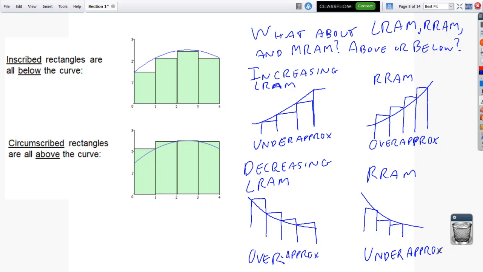So now we can see if your function is increasing, you use an LRAM, under approximation. Increasing an RRAM, over approximation. Decreasing and LRAM, you have an over approximation. Decreasing an RRAM, you have an under approximation. Again, those will be things you will have to justify on an answer. Yeah, just keep those in mind.